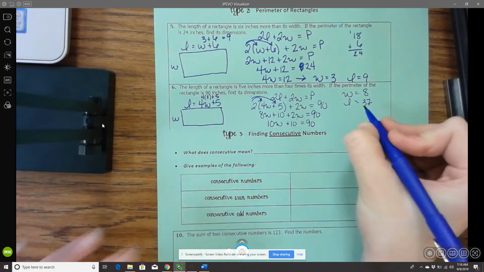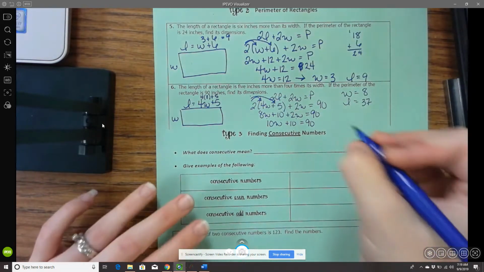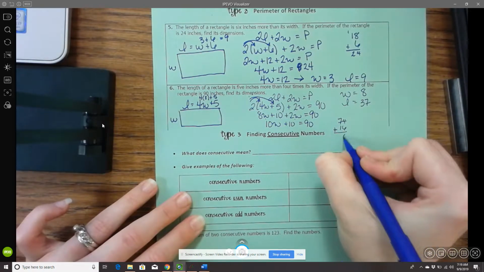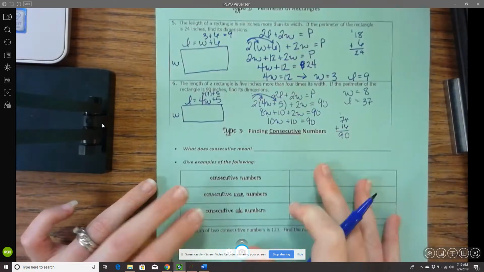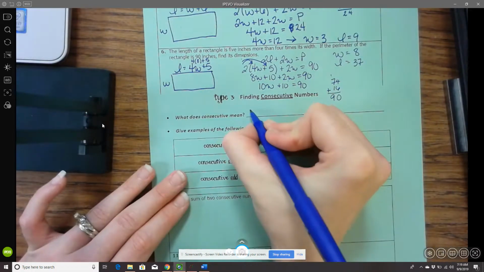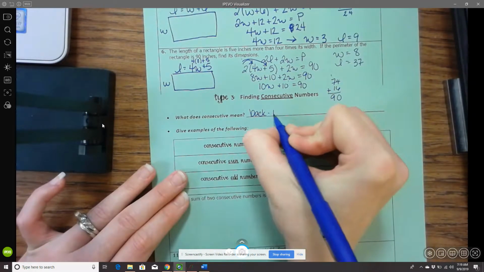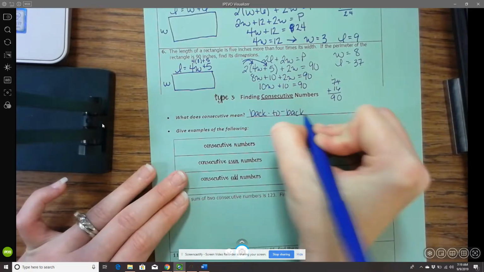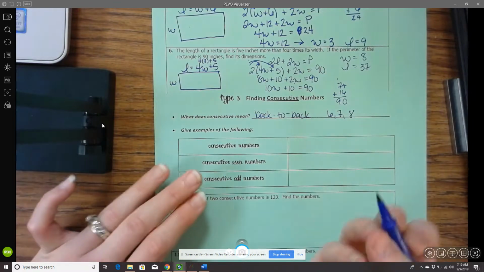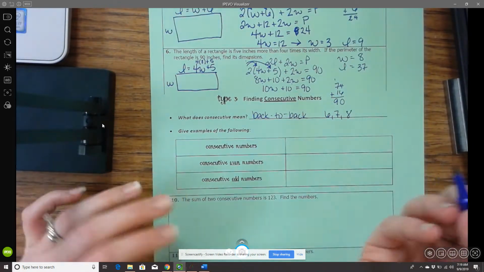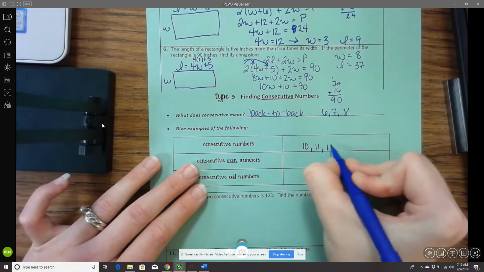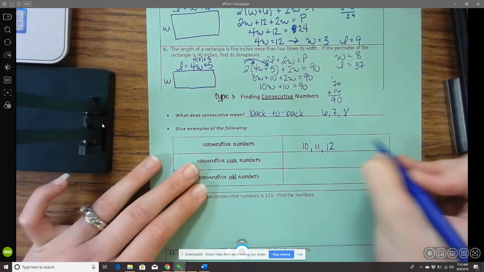And again, to check, 2 times your length would give you 74. 2 times your width would give you 16. And that equals 90. All right, so finding consecutive numbers. So consecutive means back to back. So 6, 7, and 8 would be consecutive numbers. So again, an example of consecutive numbers, any numbers that fall in a row. So 10, 11, 12, you could even keep going, 13, 14, 15.